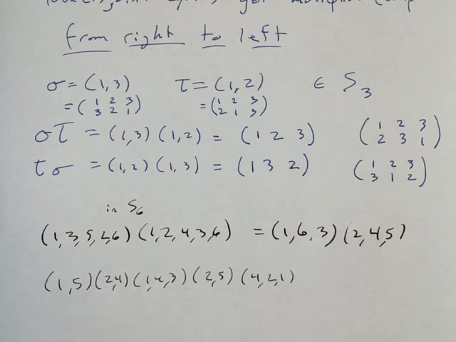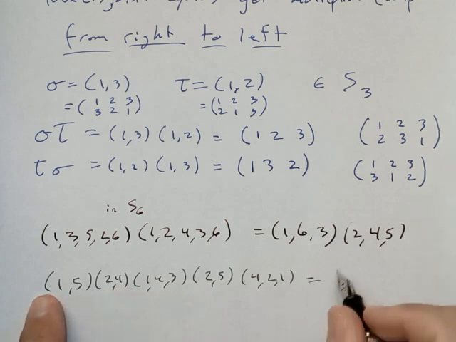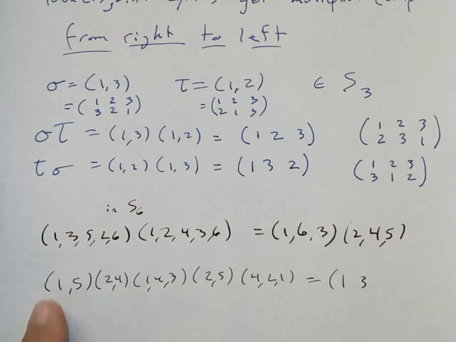I'm pretty sure I can leave this in S5 or S6, but I don't see any 6s, so 6 isn't going to get affected by anything here, right? What happens to 1? 1 goes to 4. Nothing happens to 4. 4 goes to 3. Nothing happens to 3. So 1 goes to 3. See how I worked from right to left all the way through that?